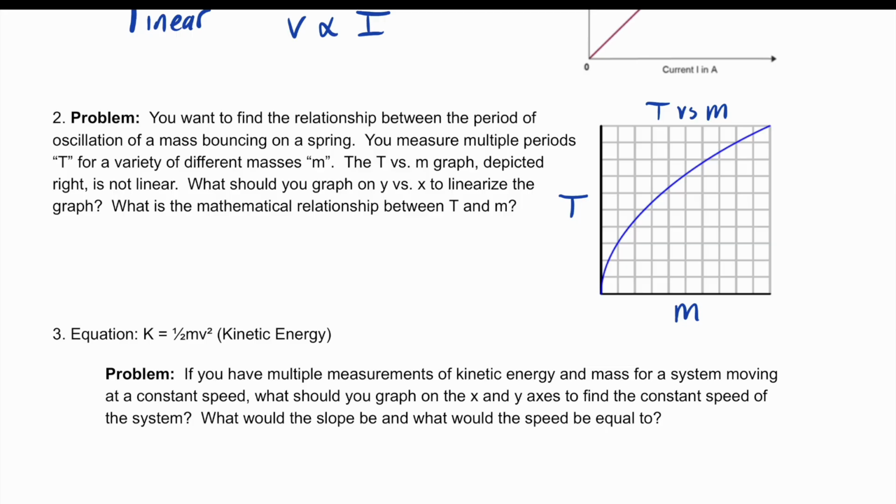So we would try to linearize it by graphing T squared. So all of that data for period, we would square every single one and graph that on the y-axis and mass on the x-axis and look at that shape. And if that relationship is a square root, then it will become linear. So the mathematical relationship is T squared is proportional to M.